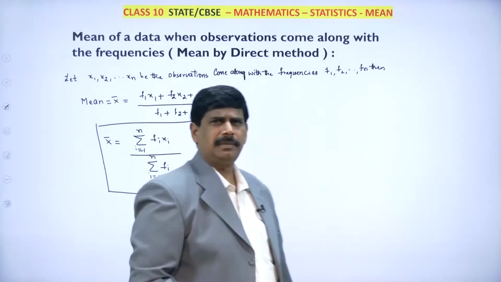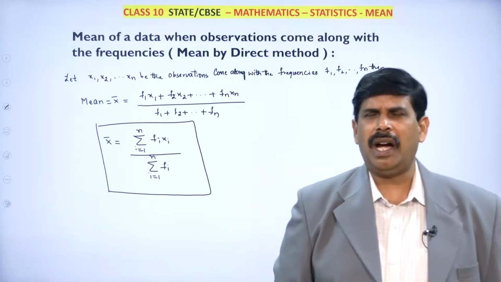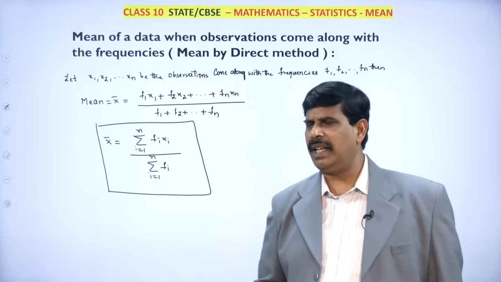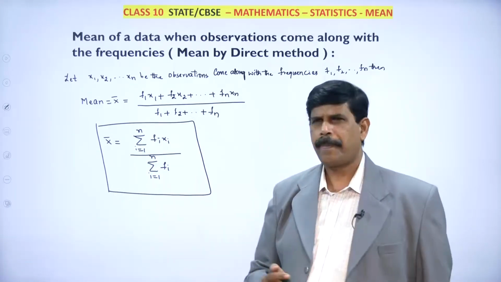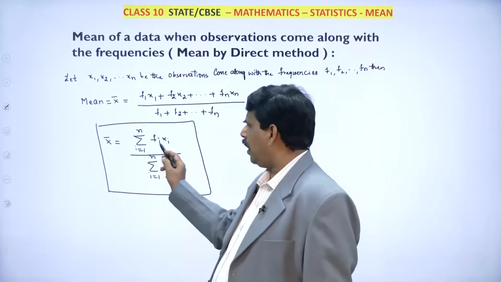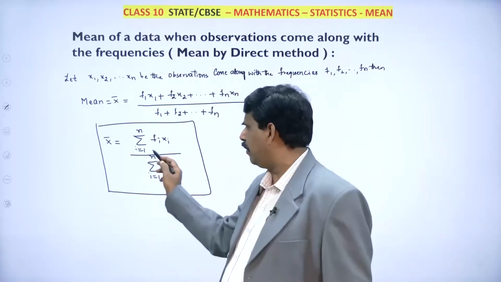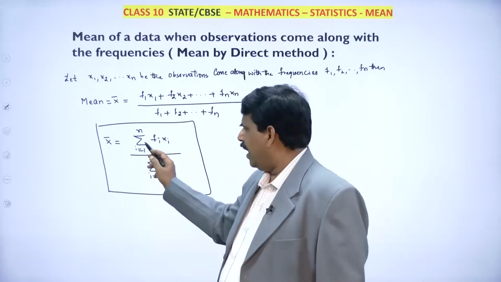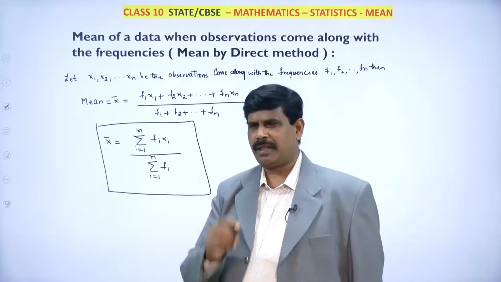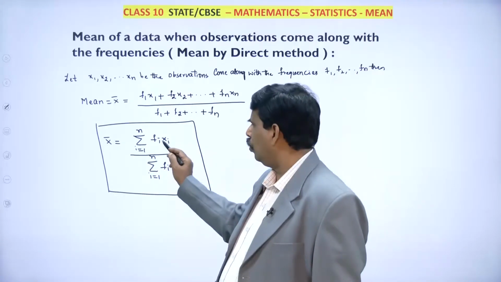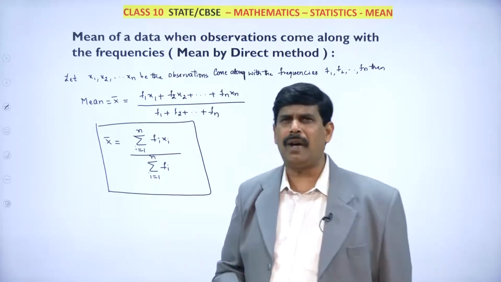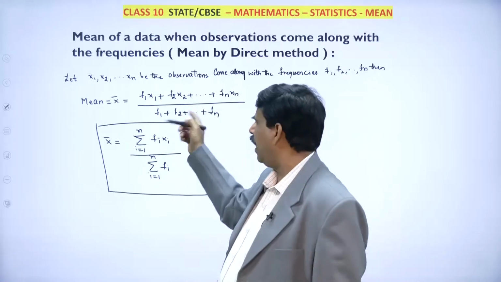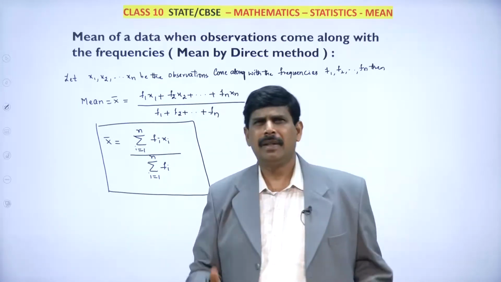Is it clear? So sigma fi xi, where i takes the values 1 to n, sigma for summation. Let's go with the first, wherever i is there you keep 1, so it is f1 x1. As sigma is there you keep plus, next value 2, f2 x2, like that. What will be the last value? You have n, so it is fn xn.